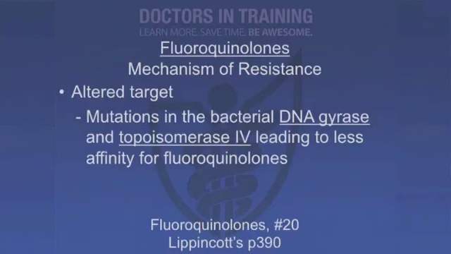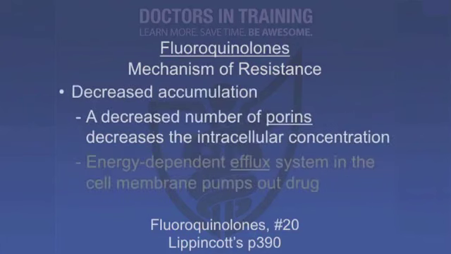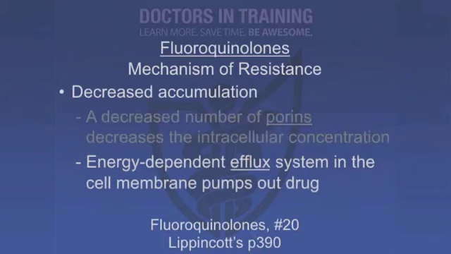So how do the bacteria fight against our fluoroquinolones? Well, the first one is with altered target. So mutations in the DNA gyrase and topoisomerase 4, making it less affinity to the fluoroquinolones. Decreased accumulation also occurs. So you're going to get reduced intracellular concentration of the drug in the bacterial cell itself. So how does this happen? Well, a couple of different ways. One is decreased number of porins. So if you have fewer holes, you just have less ability to get the drug into the cell. And also there's actual energy-dependent efflux system pumps. So something that's actually taking the fluoroquinolone and shooting it out of the cell.